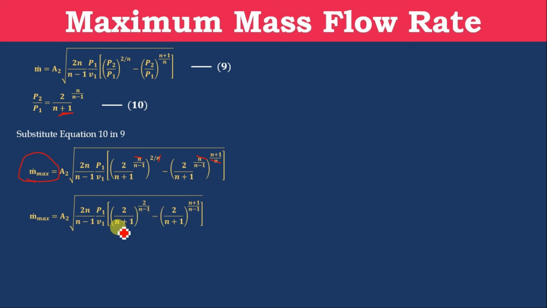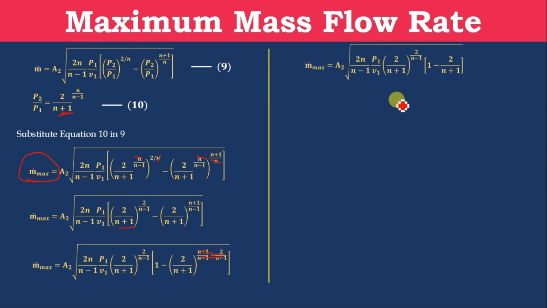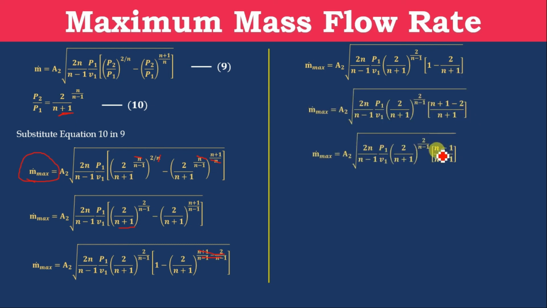Now take this 2 divided by n plus 1 whole power 2 divided by n minus 1 outside. For simplification, we have taken it outside. 1 minus 2 divided by n plus 1, this is the power, right? Just add it. n plus 1 divided by n minus 1 minus 2 divided by n minus 1. So what we can do, this is n minus 1, this entire term will get cancelled. So now we can write 1 minus 2 divided by n plus 1. Take LCM, this will be n plus 1 minus 2, that gives the next equation, n minus 1 divided by n plus 1. This n minus 1 and this n minus 1 will get cancelled.